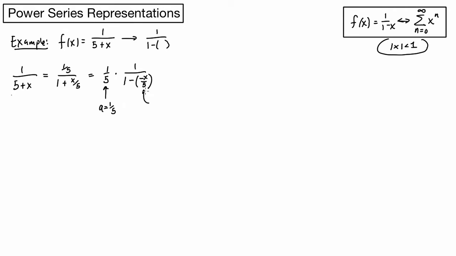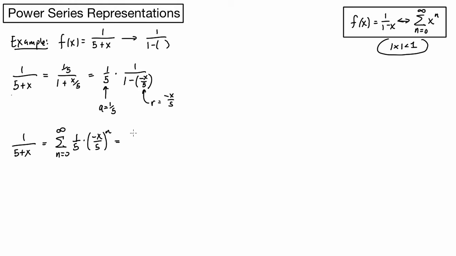r is minus x over 5. And so if I use the same idea that I used to come up with the geometric function 1 over 1 minus x, then I can express the function 1 over 5 plus x as being the sum n goes from 0 to infinity of a times r raised to the n. And in fact, that's how I do want to handle this.